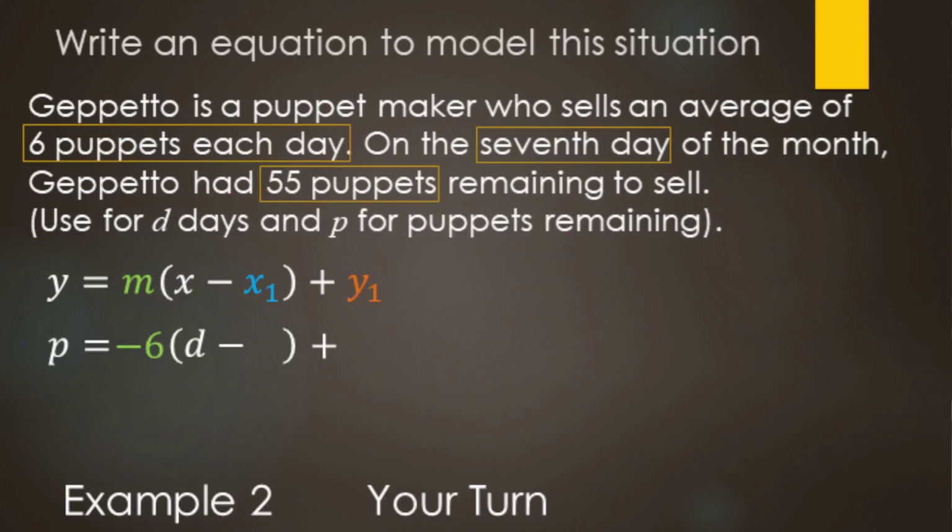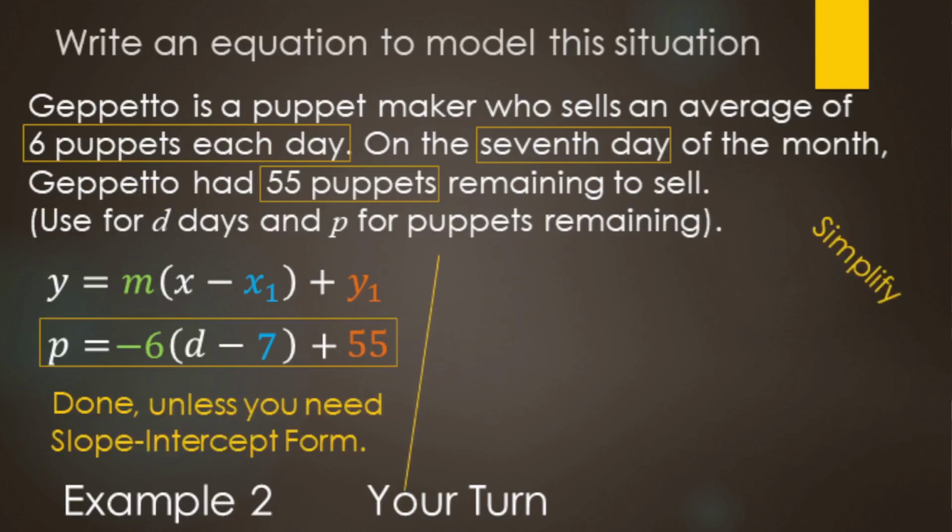And then for our information, the number of days goes with our independent variable, number of days. So that's going to be a 7 there. There's day 7. He's going to have 55 puppets remaining to sell. Again, this is going to be done unless the instructions are asking for slope-intercept form. So if you need to go from point-slope form to slope-intercept form, just simplify. In this case here, distributive property first. Remember, there's 2 ways of doing it. This is kind of the longer way. So that's going to be a -6 times d for our distributive property.